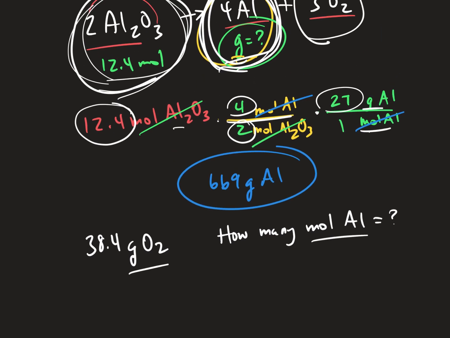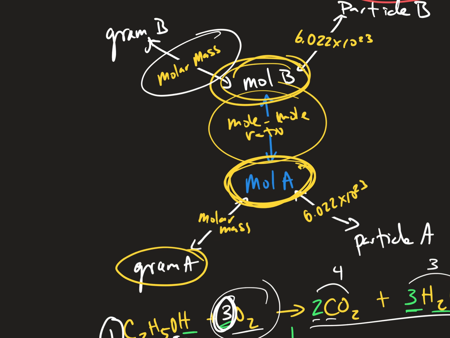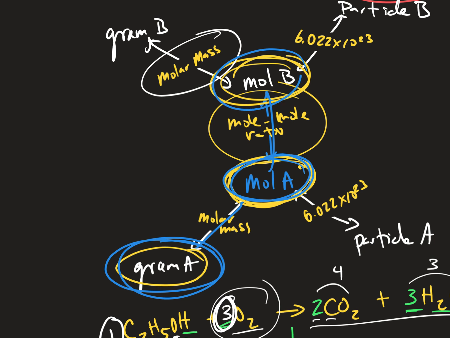So if you want to plan it out on your mole roadmap before you get started, let's do it. Where are we starting? Grams of A. That A will be our oxygen, right? And the only thing that we can do is go to moles of oxygen. You following? Once we have moles of oxygen, we want to go to moles of a different substance, so then we go to here. That's our path. You follow?